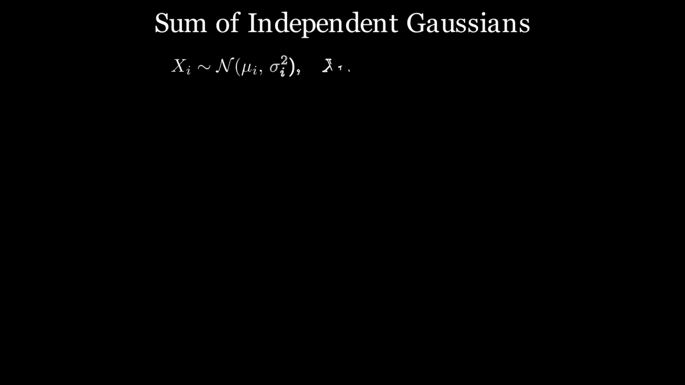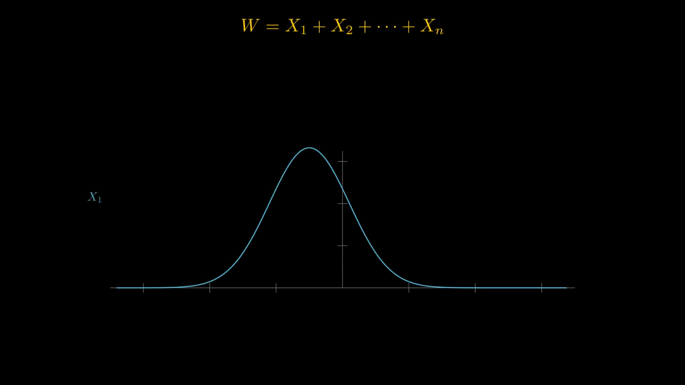Suppose we have n independent normal random variables, x1, x2, up to xn. Each xi has its own mean mu i and variance sigma i squared. We form their sum w equals x1 plus x2 plus up to xn. The question is, what distribution does w follow?